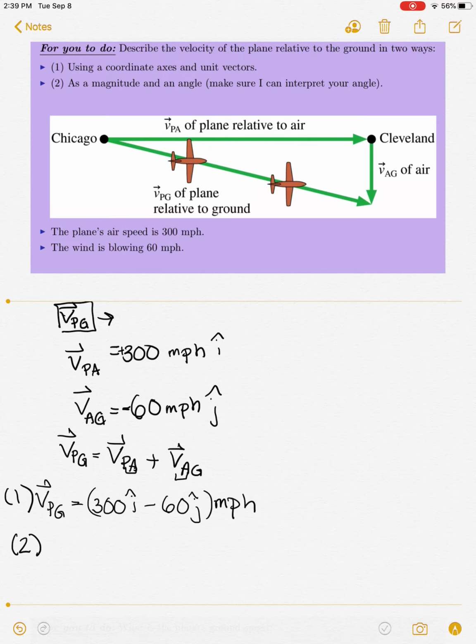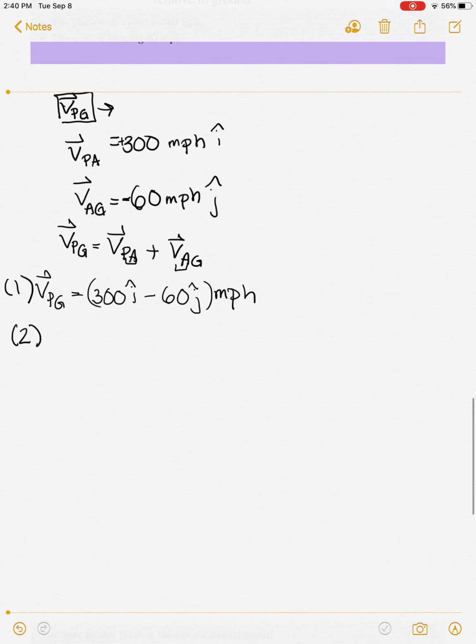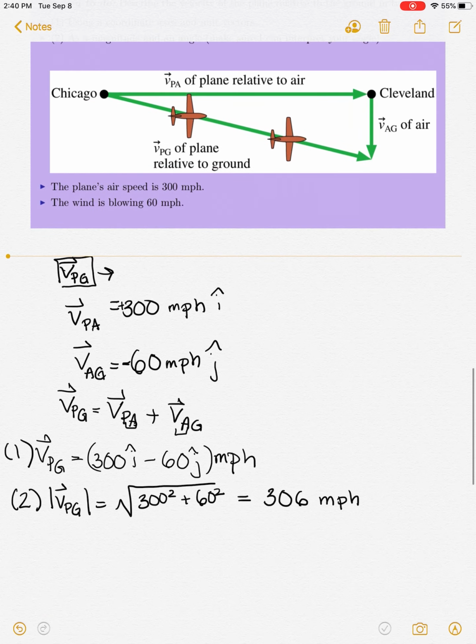So for part two, what do I need to do? Well, here I need to figure out the magnitude and angle. So I know here my overall magnitude of VPG is going to be equal to the square root of 300 squared plus negative 60 squared. And so I get an overall magnitude of 306 miles per hour.